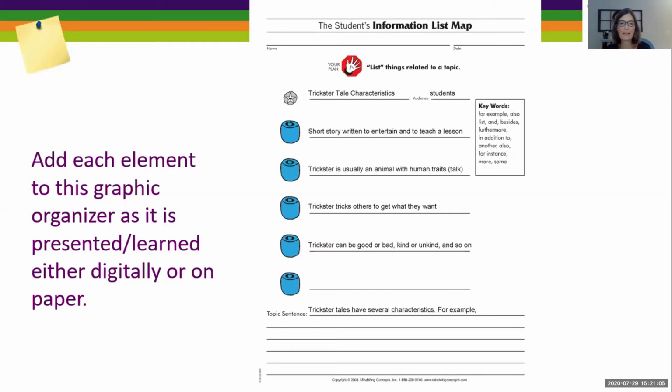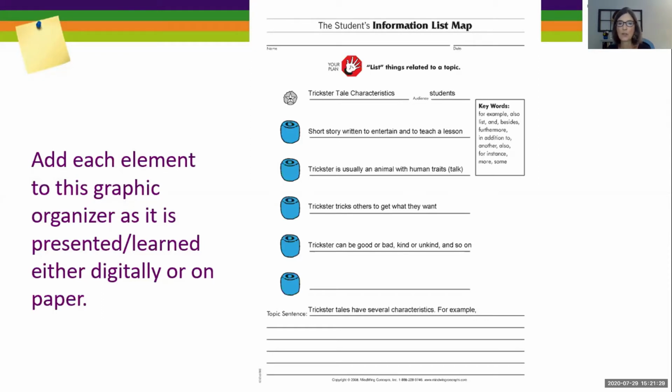This book is a trickster tale, so they need to have some background information about what a trickster tale is. I would not hand this out to them completed. I would develop this as we're having a discussion, and you could either do it digitally or on paper.